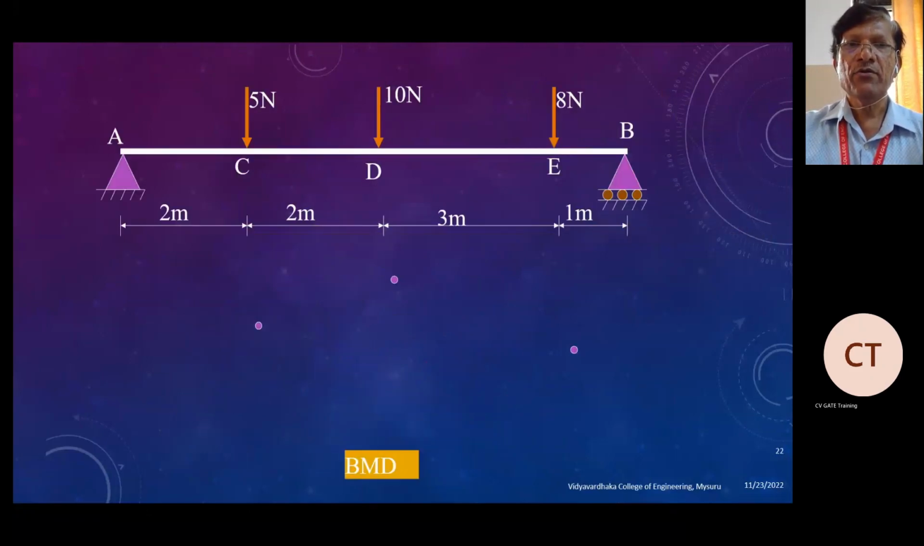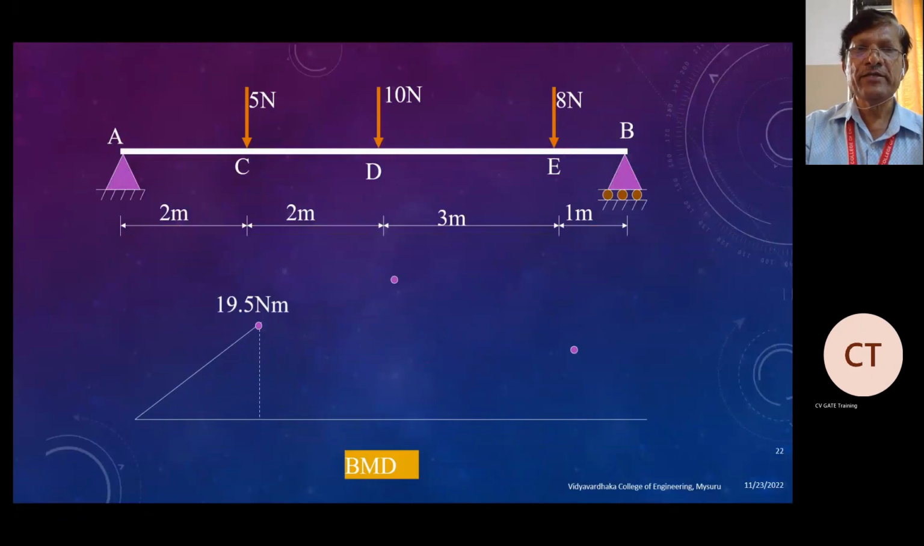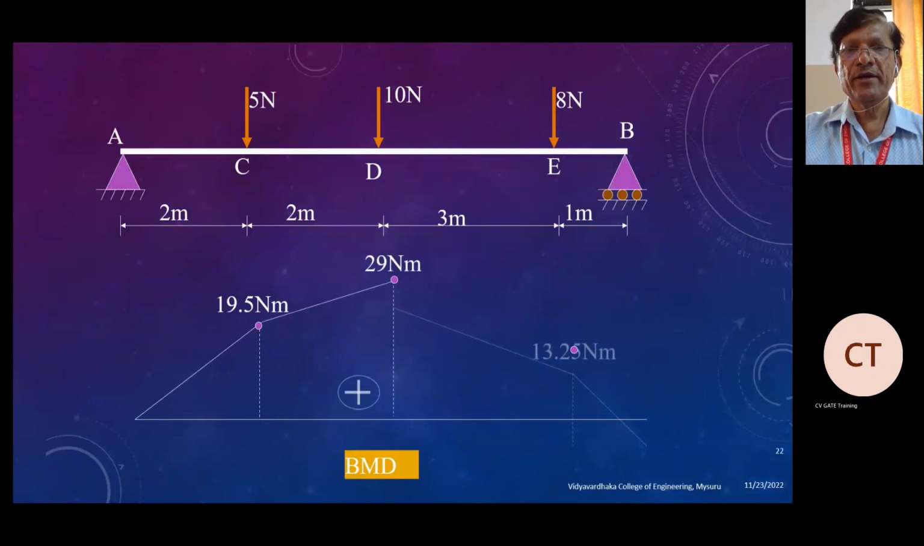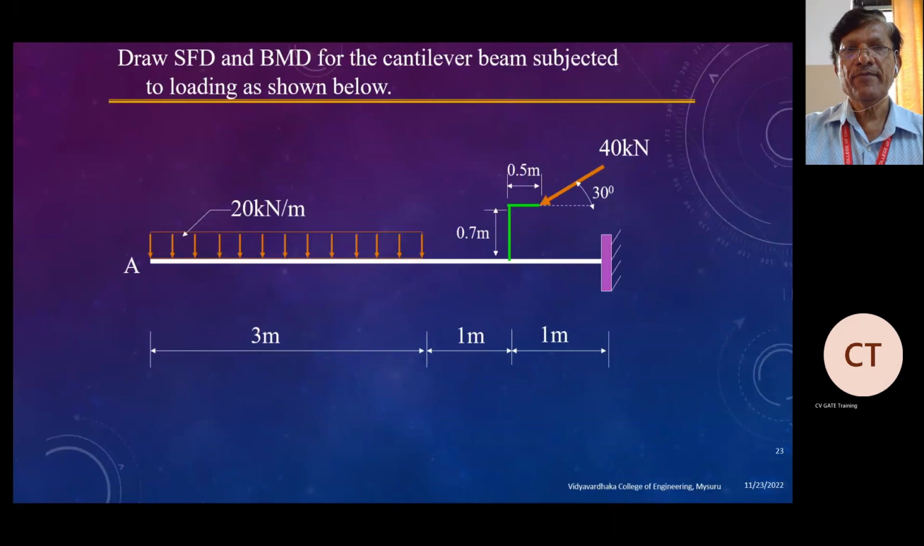So what you have to do is take the baseline and draw all these moments. All these are sagging moments, so they will be positive. So we will draw everything on the positive side. Okay. Now we will take another example on a cantilever beam.